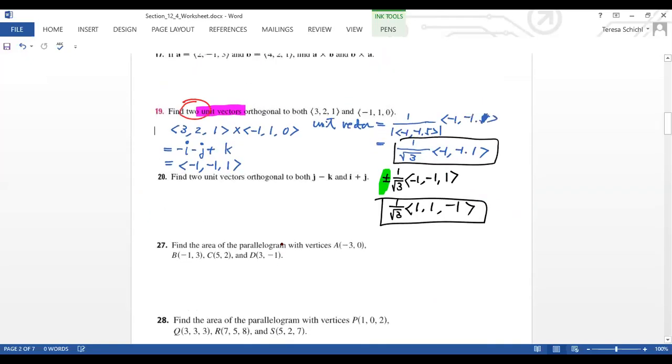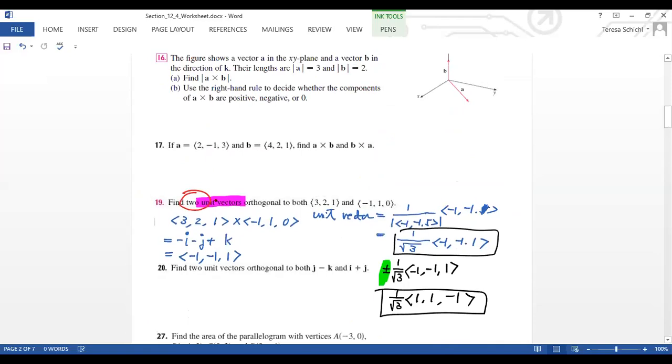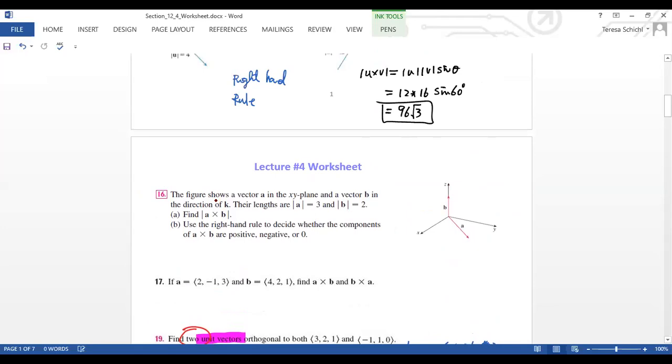Okay, so why do we have two unit vectors? Because the cross product produces one direction of the perpendicular vector, so you can always have the opposite direction, which is still perpendicular to it. All right, so that's it. That is this assignment, lecture number 4. It is a pretty good assignment, and it shows that we have both mechanical applications and geometry applications. All right, that's it. Have a good day.